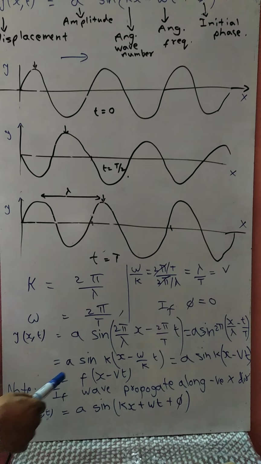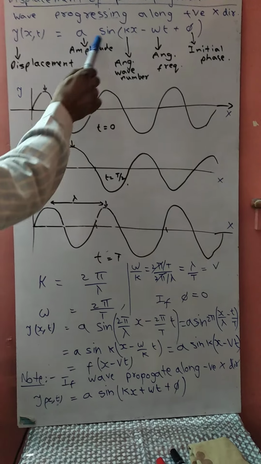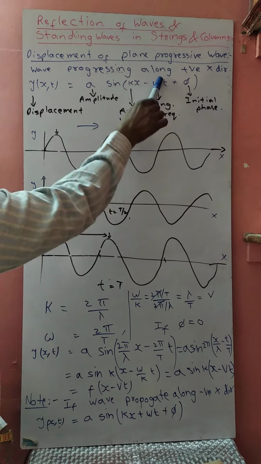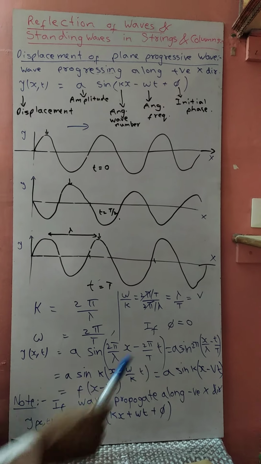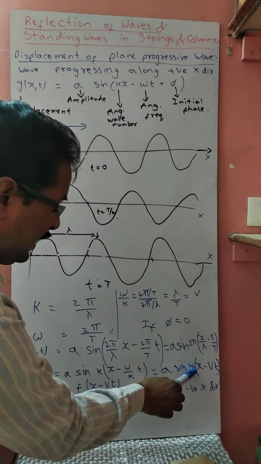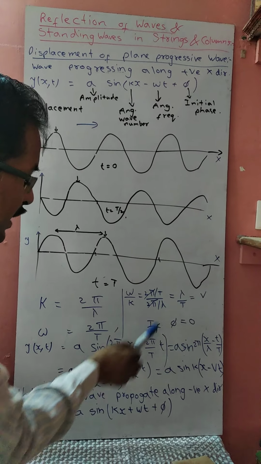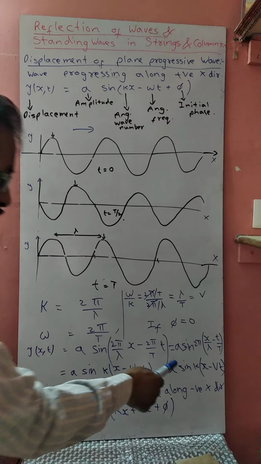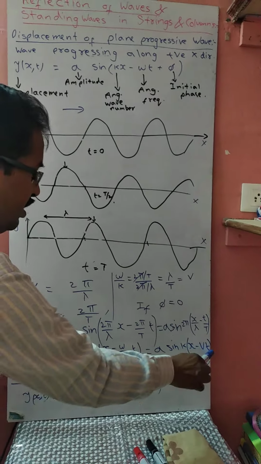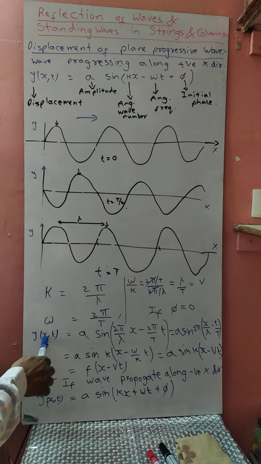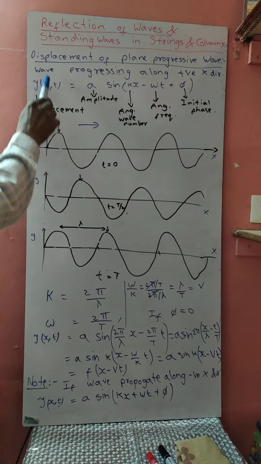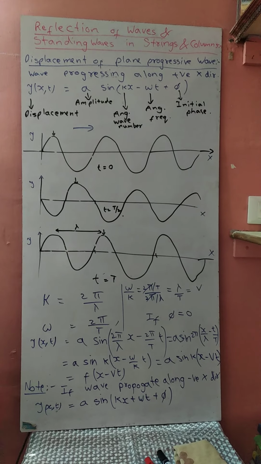And the same thing you can represent in another way: if you take k common here, then x only minus omega by k into t, since phi equals 0. So A sin k(x minus omega by k t), and omega by k we already know is v. So the equation becomes A sin k(x minus vt). So that is nothing but a function of x minus vt. So y(x, t) is a function of x minus vt. This is the wave which is progressing along positive x direction.